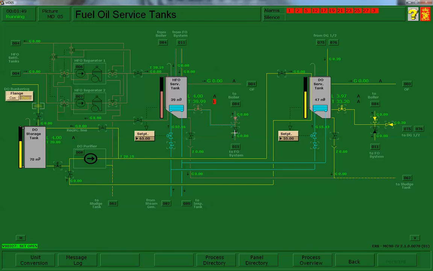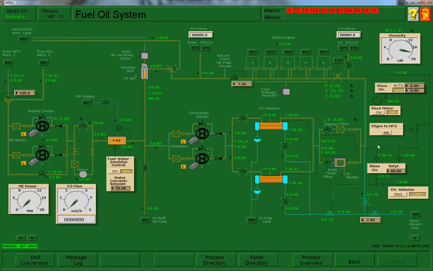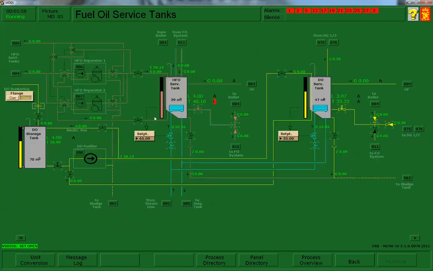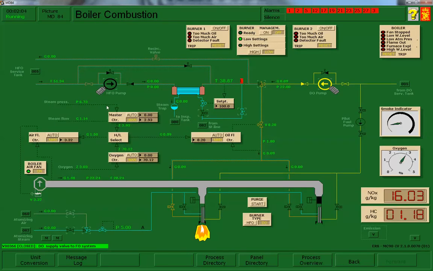Now, while we're here, we're going to line it up also to the fuel oil system as well as the boiler. So here's our fuel oil system. We're going to line it up on the distillate and heavy, both. Let's go back to the boiler. Now, once we've got the fuel lined up, we can go ahead and start it. We should see a flow rate.